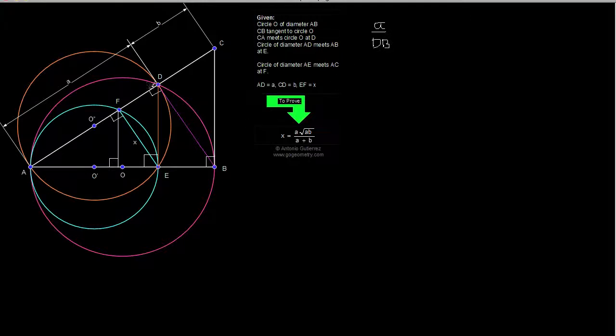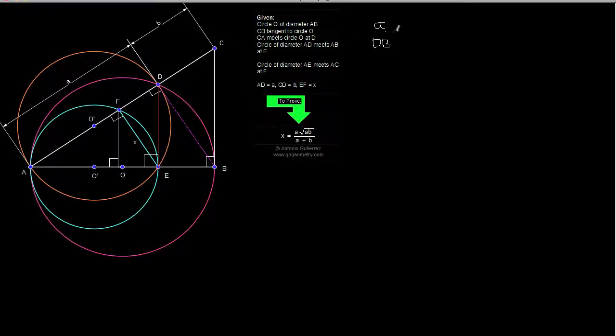Okay, so that's this side to this side. Now, on this triangle, the long side is DB, and the short side is B. So this ratio, A to DB, is the same thing as DB is to DC.